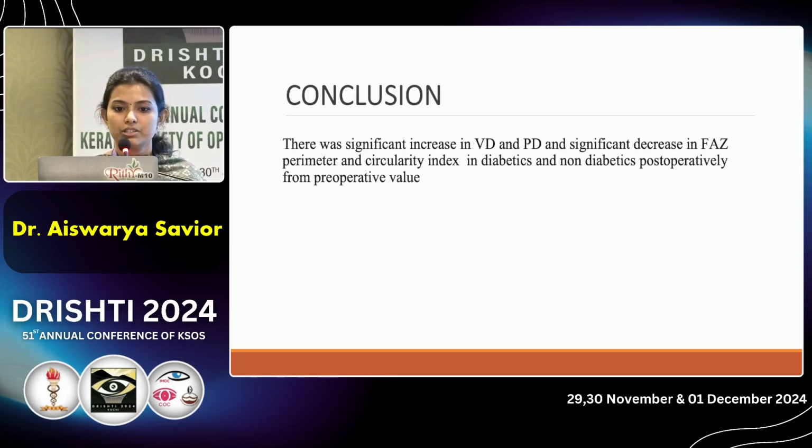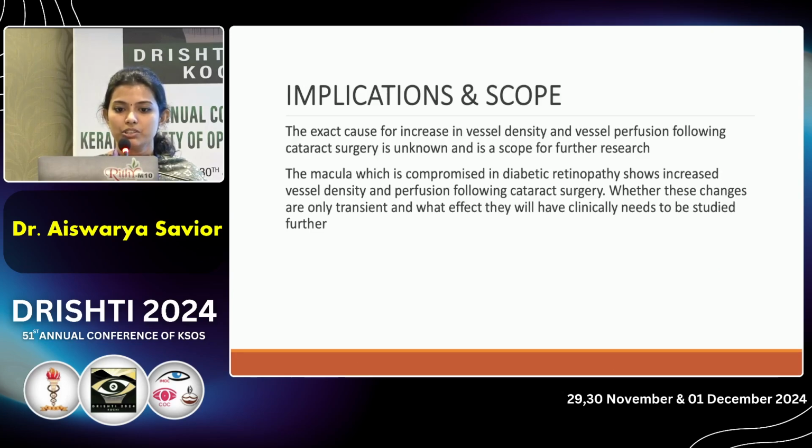So coming to the conclusion, there was a significant increase in the vessel density and perfusion density and a significant decrease in the FAZ perimeter and circularity index in diabetics and non-diabetics post-operatively from the preoperative value. The exact cause for the increase in the vessel density and perfusion density following cataract surgery is unknown and is a scope for future research. The macula, which is compromised in diabetic retinopathy, shows an increase in the vessel density and perfusion density following cataract surgery. Whether these changes are only transient and what effect they will have clinically need to be studied further.